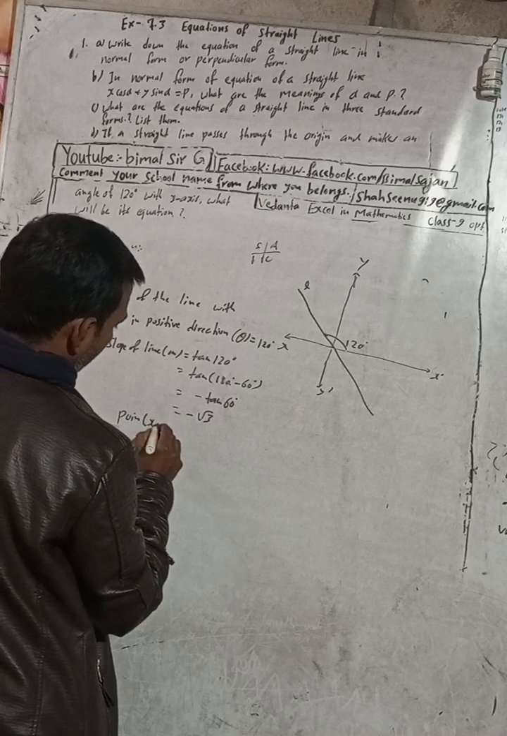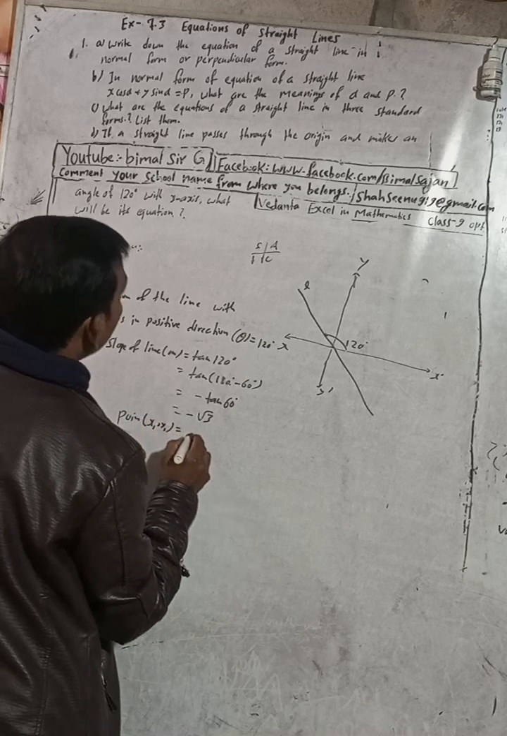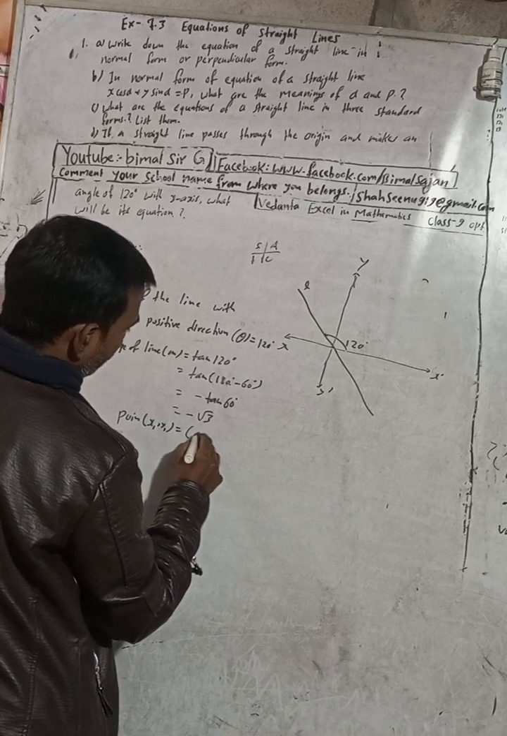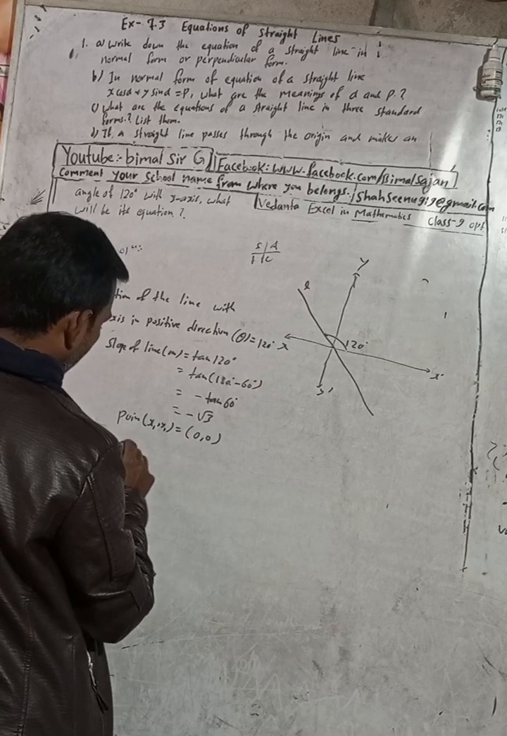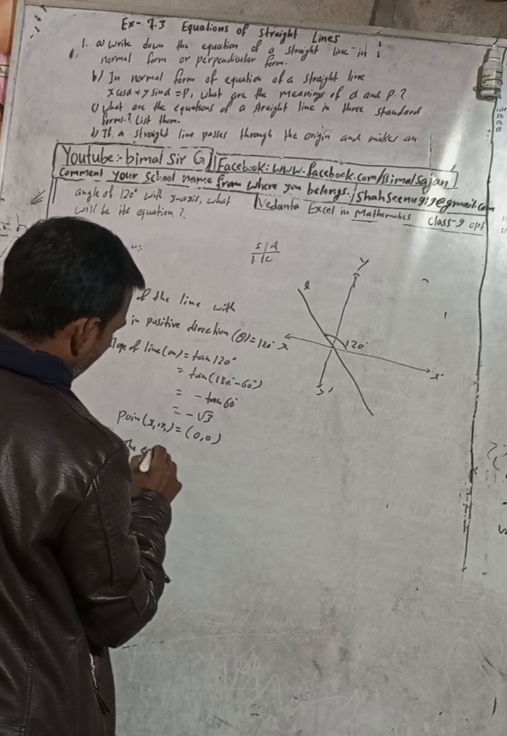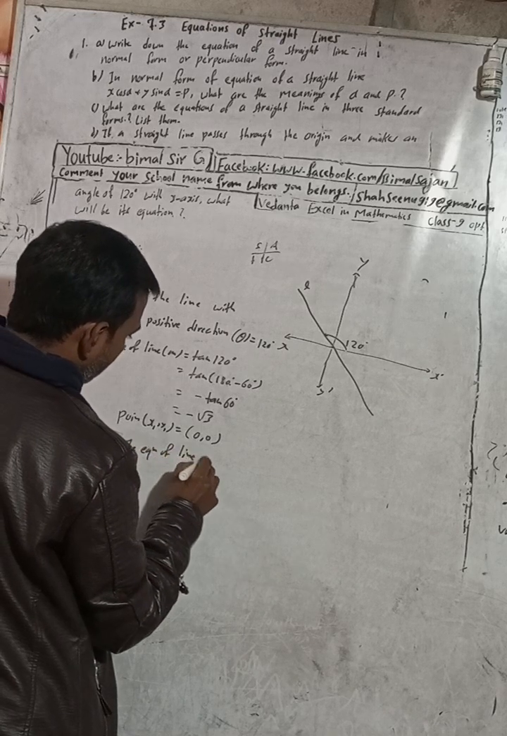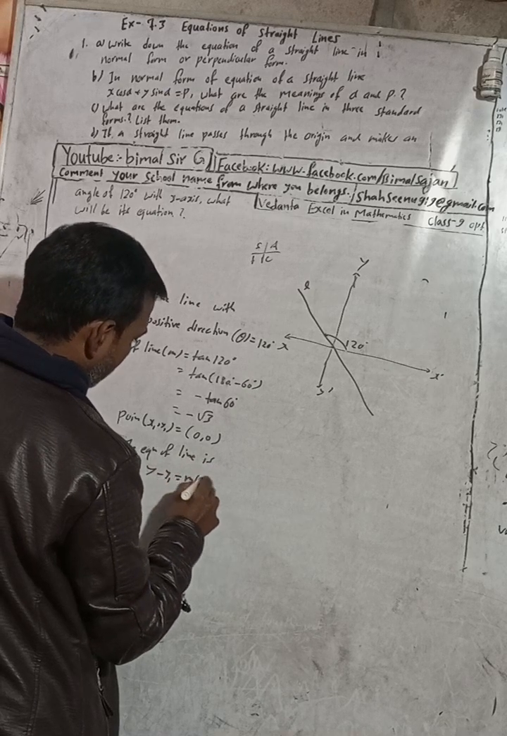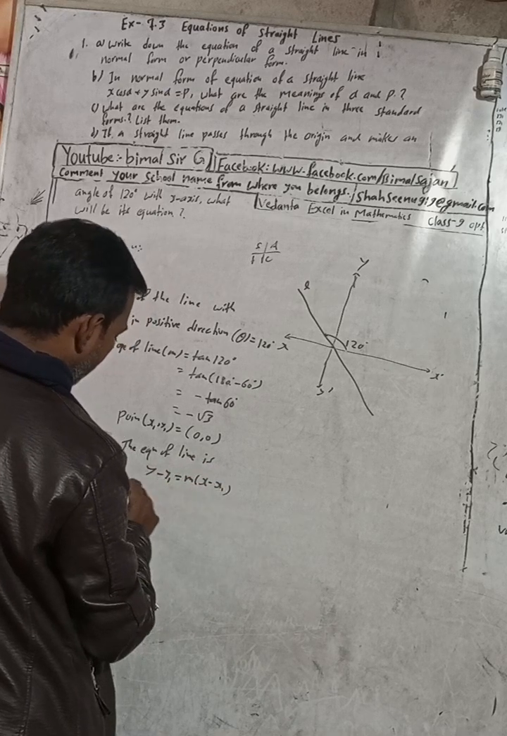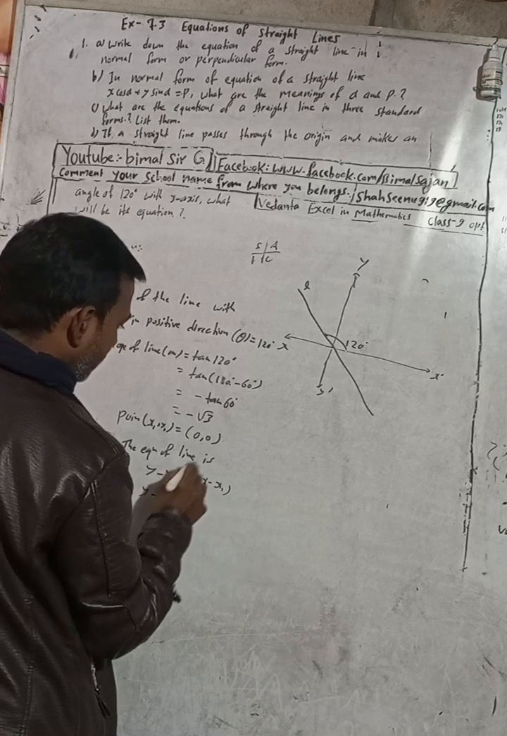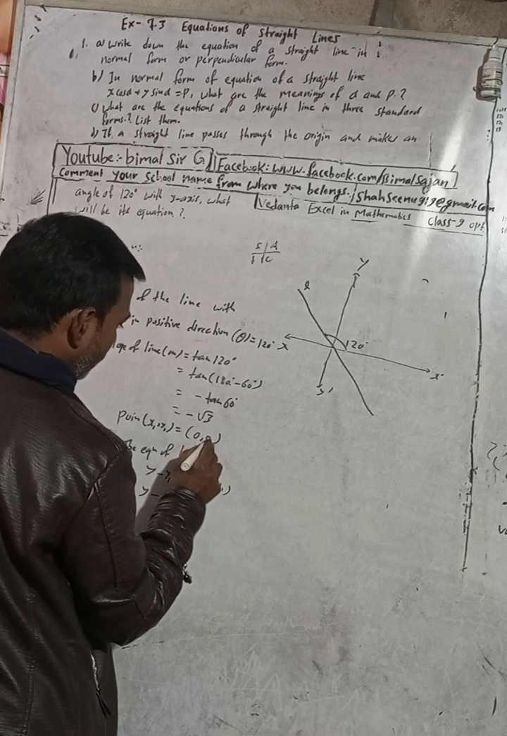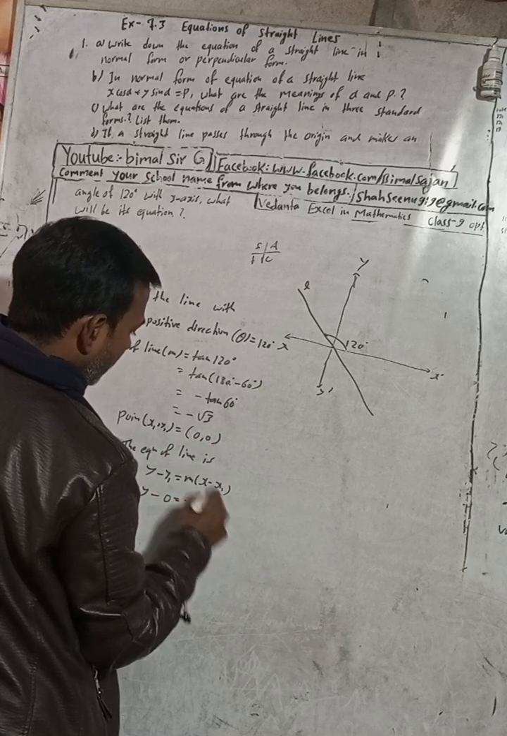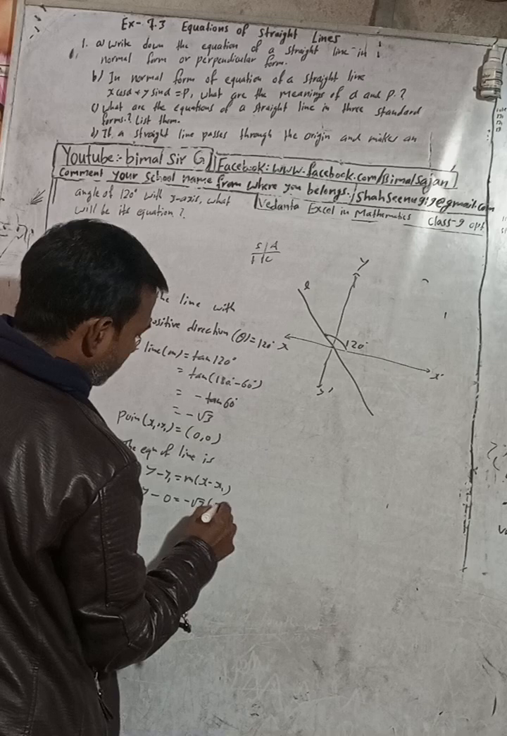Here, the point x1, y1 is how much? It is passing through the origin, so write here 0, 0. Therefore the equation of line is y minus y1 is equal to m into x minus x1. Now y is y, and y1 is 0. And the slope we have got here is minus root 3, and x is x as it is.